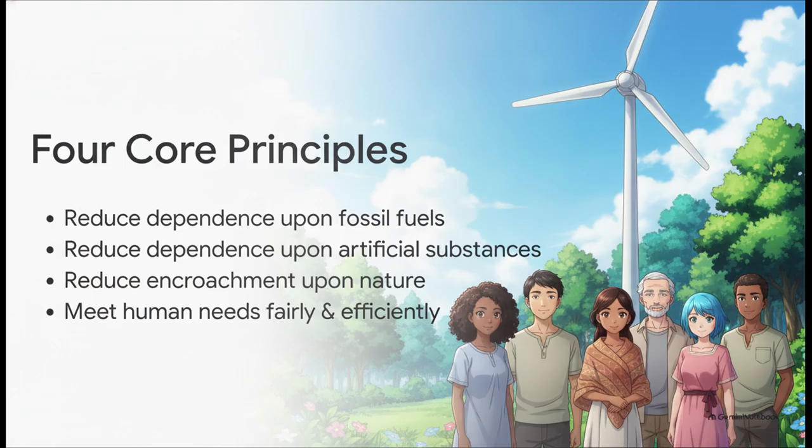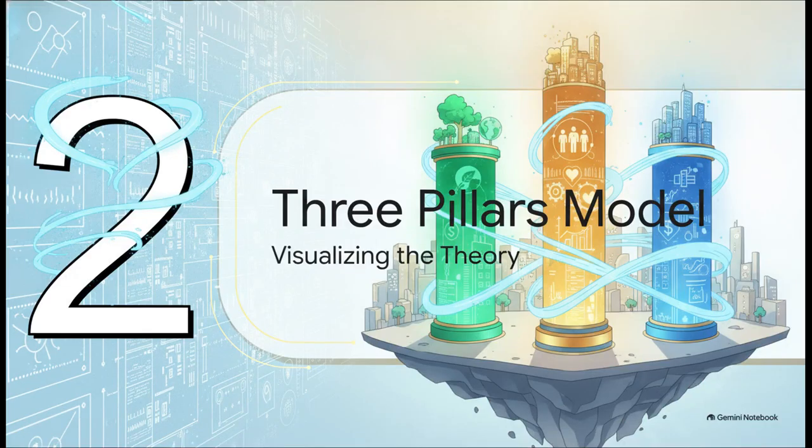First up, we absolutely have to reduce our dependence on fossil fuels. Second, we need to reduce our dependence on artificial substances. Third, we've got to reduce our encroachment upon nature. And fourth, and this is just as crucial as the others, we have to meet human needs fairly and efficiently. It's really all about striking that perfect balance, actively meeting human needs in an equitable way while minimizing our harm to the planet.